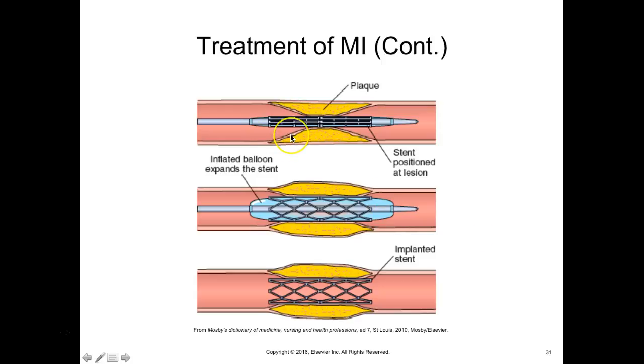All right, and then here we have the stent. So we're putting in the catheter here. Stent is positioned, and that's this little cage. The balloon is inflated, and then the stent stays in place to keep this pushed to the sides.